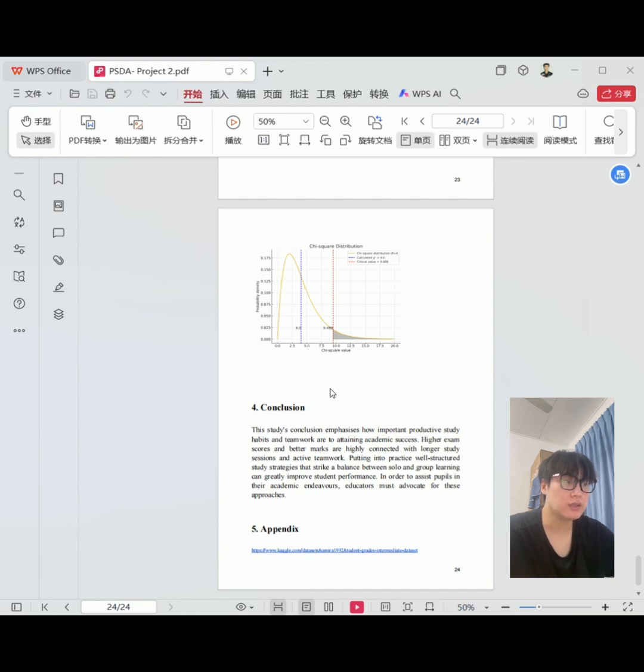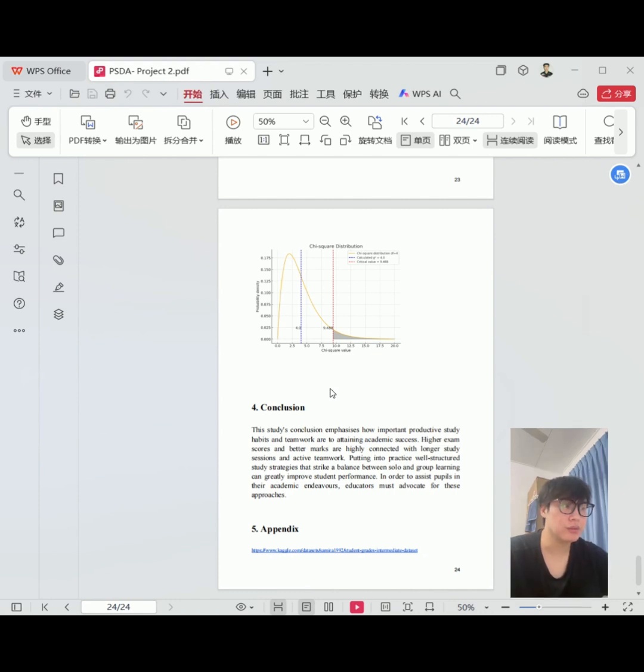This study's conclusion emphasizes how important productive study, hobbies, and teamwork are to academic success. Higher exam scores and better marks are highly connected with longer study sessions and active teamwork. Putting into practice well-structured study strategies that strike a balance between solo and group learning can greatly improve student performance. In order to assist pupils in their academic endeavors, educators must advocate for these approaches.